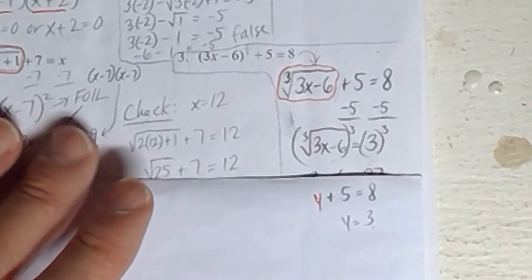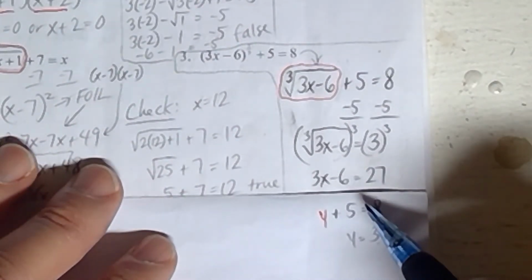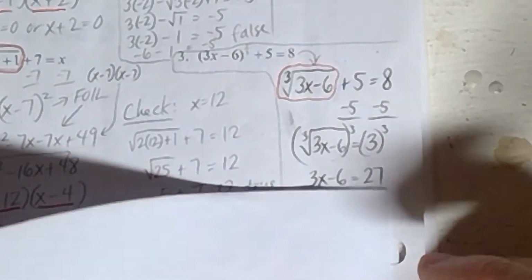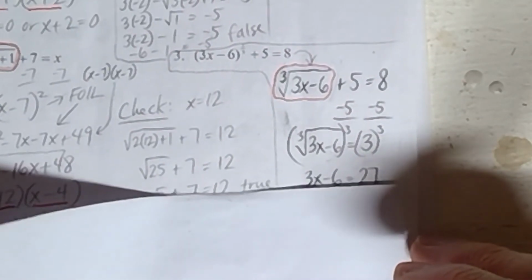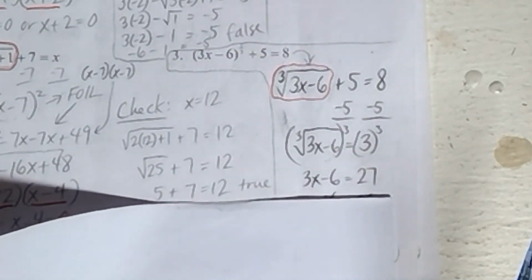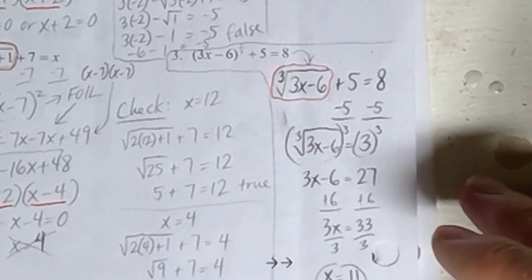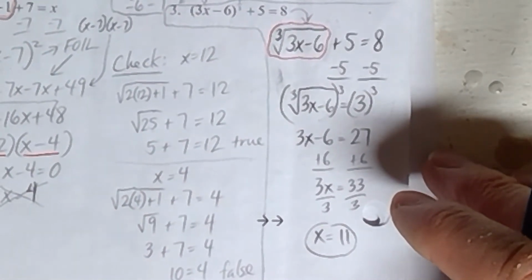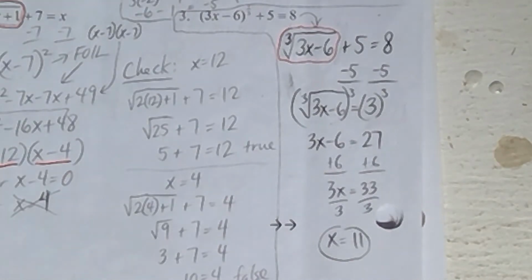I then get this right here. Okay, and then I solve that resulting linear equation that I get, and I end up with x equal to 11. Why did I circle that immediately? It's because on a cube root radical problem, you don't need to check your answers. It doesn't hurt to check your answers, you just don't need to.